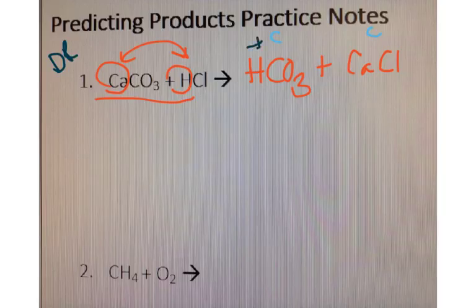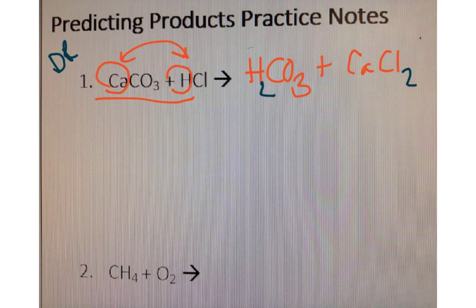Hydrogen's charge is a +1. Carbonate is a -2. So when I crisscross that, I get H2CO3. Ca's charge is a +2. Cl's charge is a -1. So when we crisscross those, we get CaCl2.